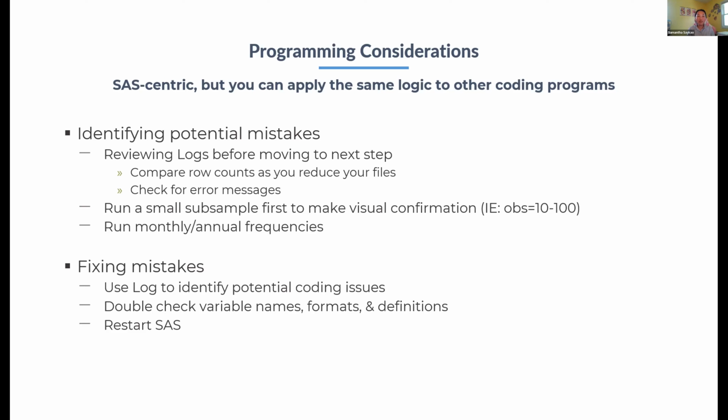Back into programming considerations. These are all SAS-centric, but you can apply the same logic to your other coding programs. So, ways to identify potential mistakes: definitely review logs before moving to the next step. I like to compare row counts as I go step to step, or as you reduce your files, and also check for error messages. And then I mentioned the second one, run a small subsample first to make a visual confirmation. Anywhere, I put 10 to 100, but you could really put up to 10,000 here.